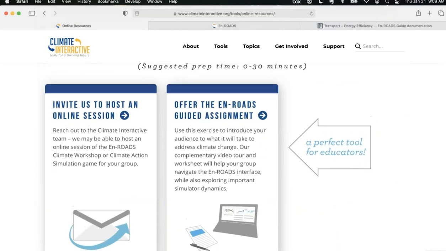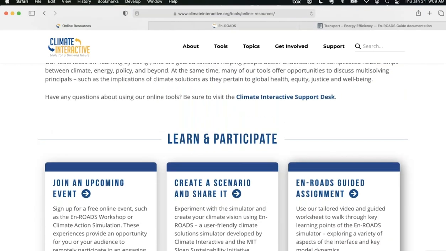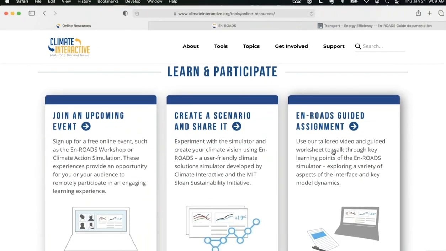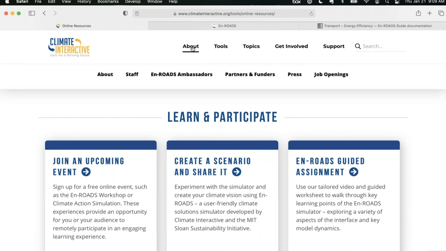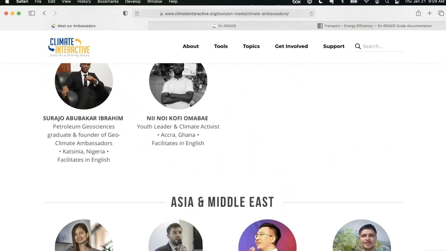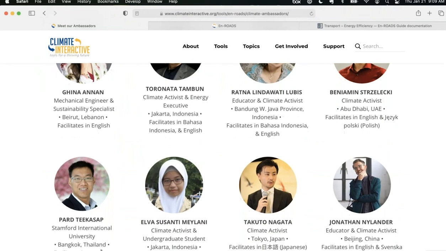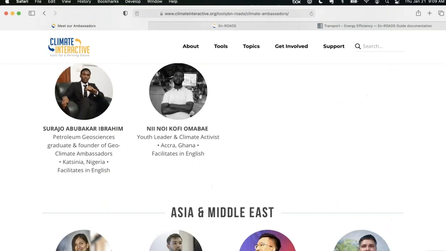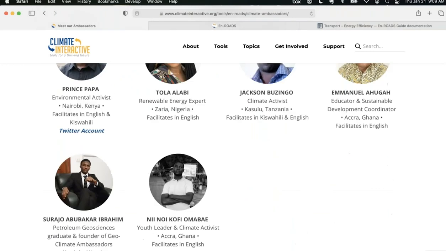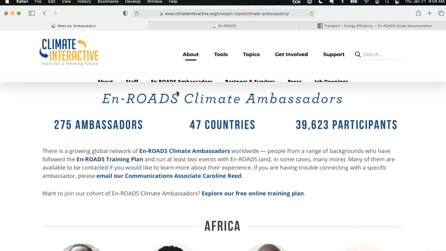And if you are looking at all of this and you're not really sure what you might want to lead, I would say the easiest approach is the En-ROADS guided assignment. Or what you can do is go to our list of ambassadors. So again, I'm on the Climate Interactive website. I go up to About, En-ROADS Ambassadors, and you can look through our list of 275 different facilitators of En-ROADS and see if there's somebody in the list who has their contact information available, and reach out to them and see if they might help you out with an event.